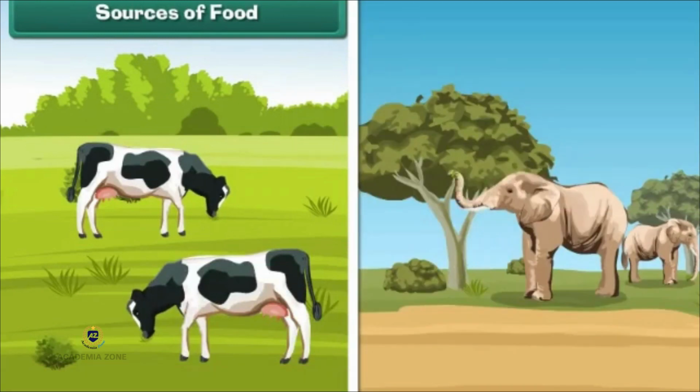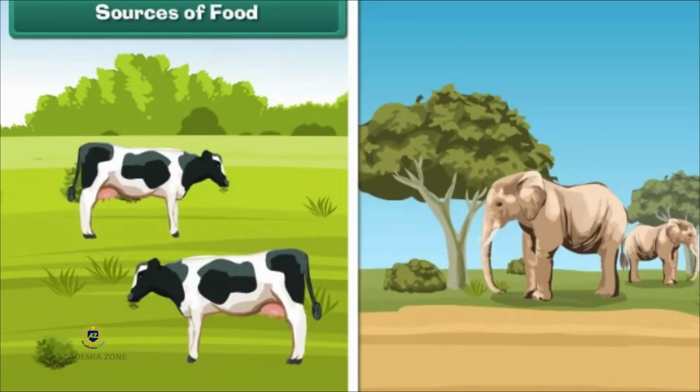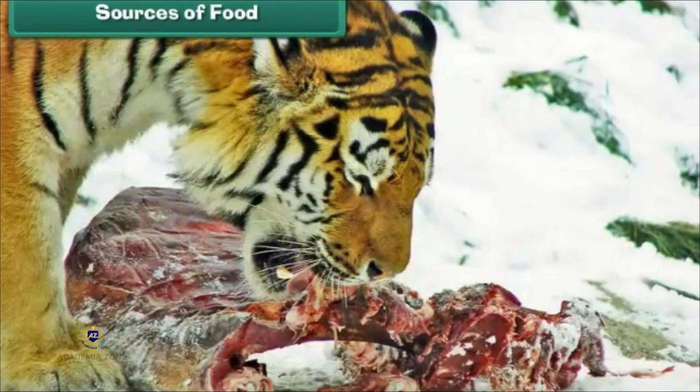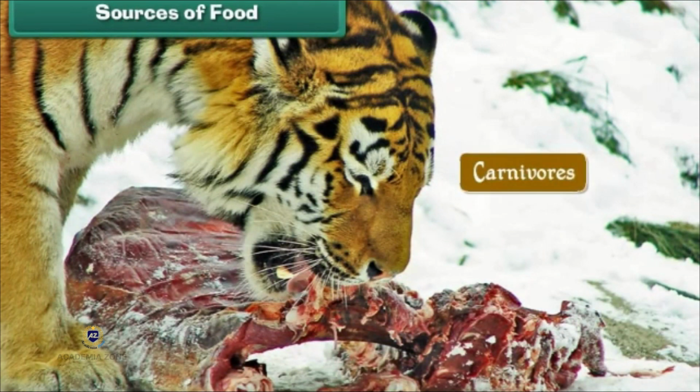Sources of food. Some animals get their food from plants. They are called herbivorous. Cows and elephants are examples of herbivorous. Some animals kill and eat other animals for survival. They are called carnivorous. Tigers are examples of carnivorous.